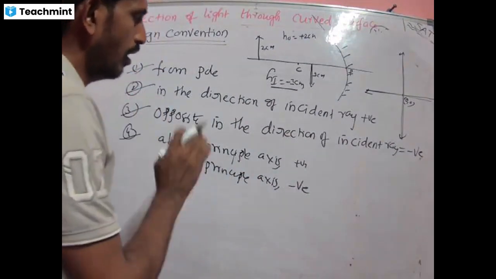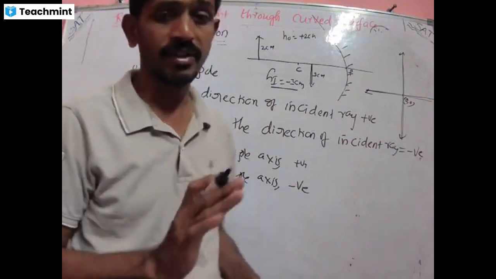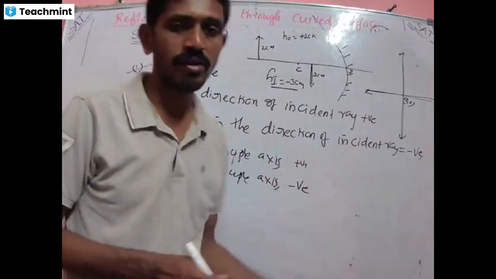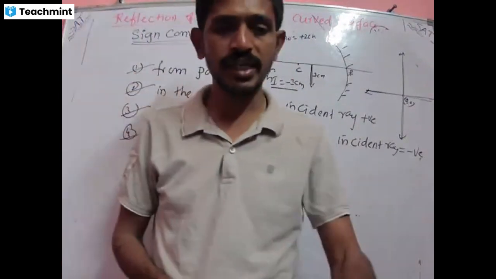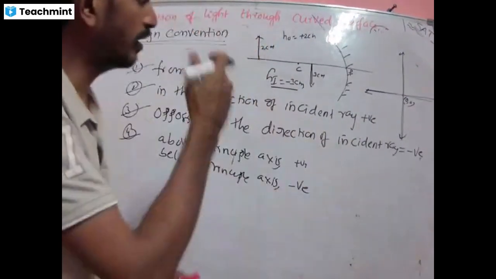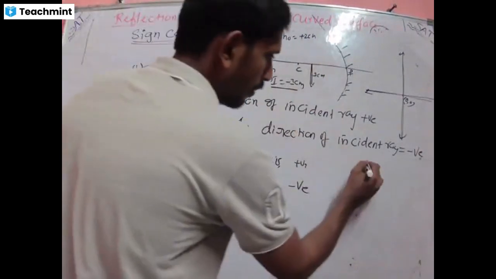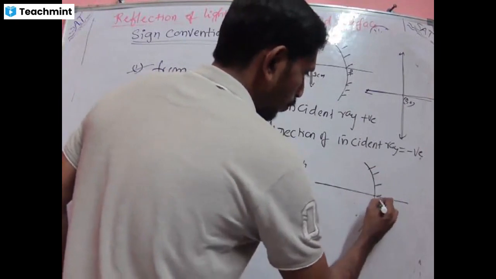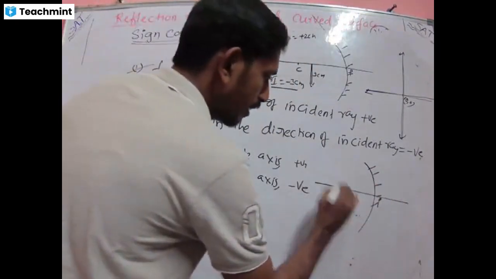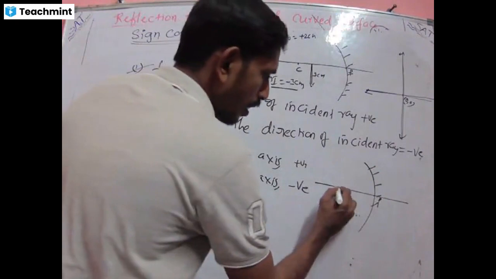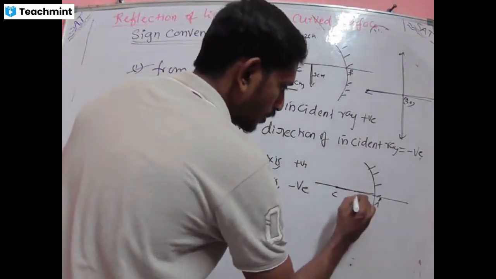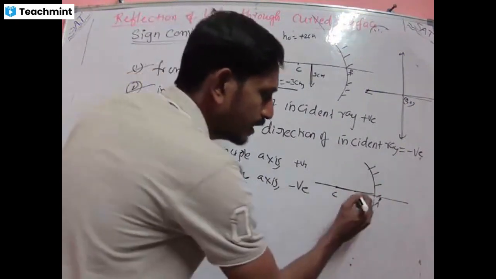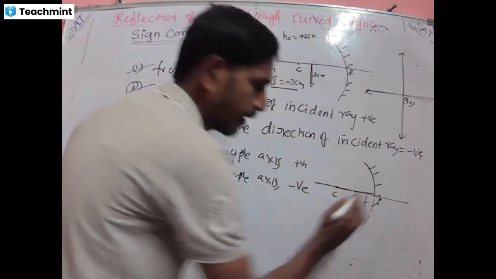So that is the first point, second point, third point, and fourth point. We need to remember all these points for sign conventions. If you know the sign conventions, it is easy to find the image distance, object distance, and focal length. For example, take a concave mirror. This is the pole of the mirror. This is the center of curvature. This is the focus, exactly the midpoint of the center of curvature and the pole, and the distance between the focus and pole is the focal length.